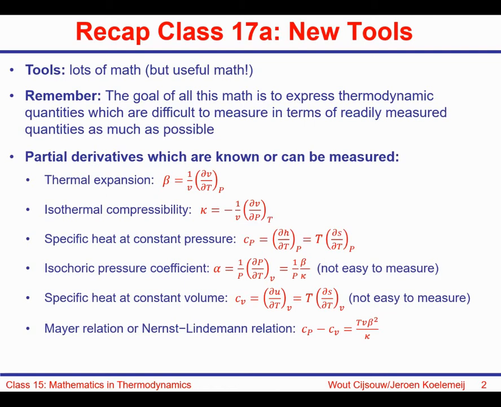And the new things that we learned about in the previous class are certain partial derivatives that are in fact equal to well-known and very well measurable coefficients like the thermal expansion coefficient or the isothermal compressibility. I could mention all of them here, but I suppose you can also read them for yourself and you will probably remember them from the previous class.